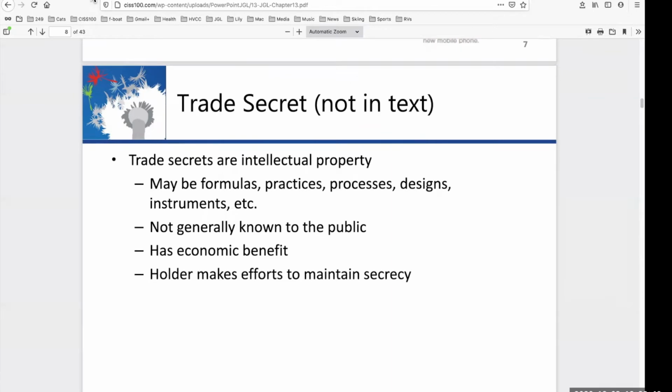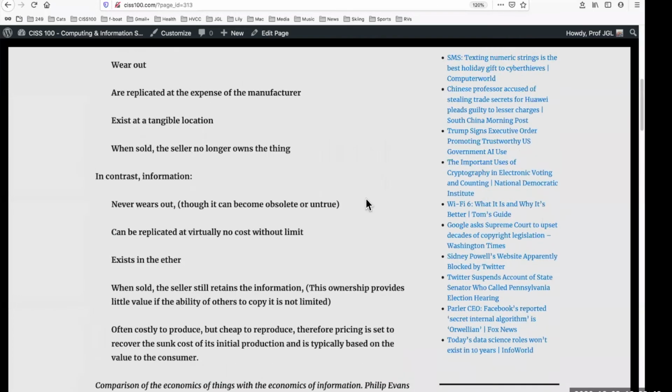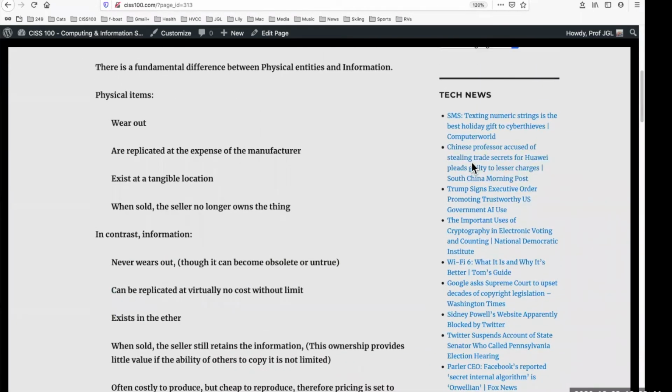And I'm going to draw your attention to just something that occurred last week. A Chinese professor, okay, was accused, and I believe guilty, considering he pleaded guilty to a lesser charge, of compromising a trade secret with the Huawei company and actually the Chinese government.